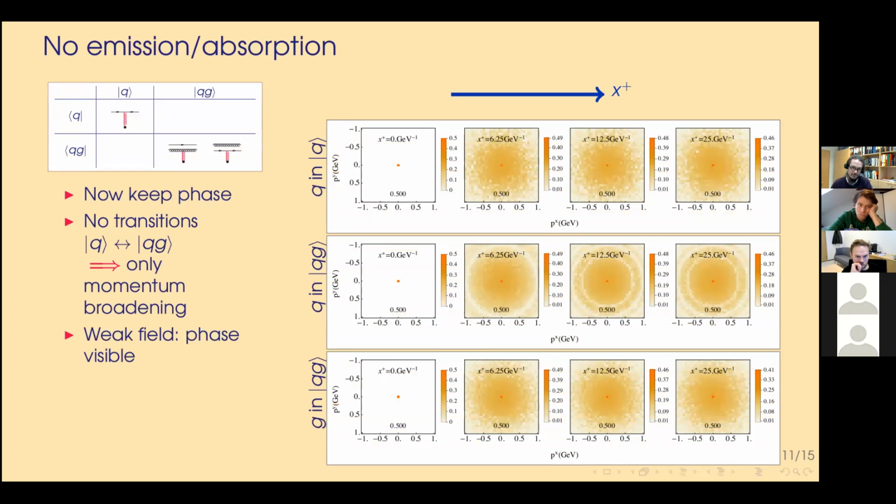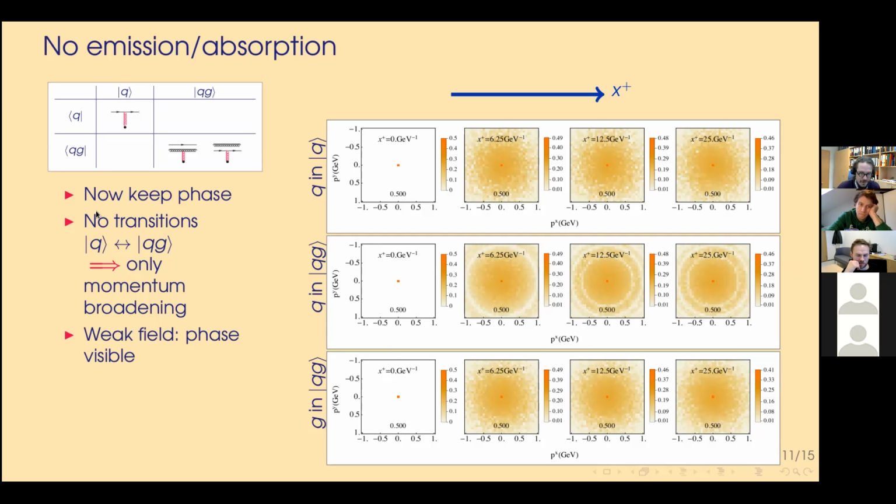Then let me turn off gluon emission and absorption and only have a background field. What the background field does is that it depends on space, on transverse coordinates. So it pushes particles around. It gives transverse momentum kicks to particles. So I start with a quark with 0 momentum, but after some time I end up with a quark which has some finite transverse momentum, given by basically Qs squared, the typical momentum spread here.